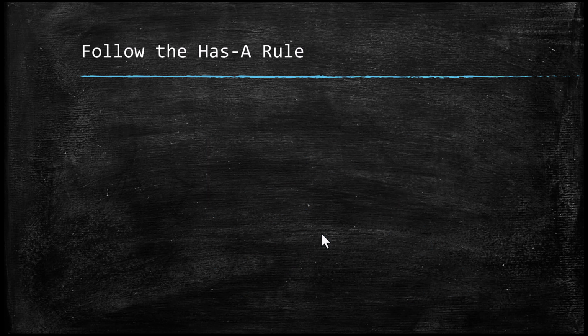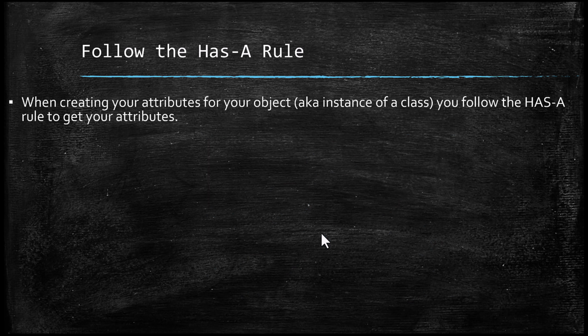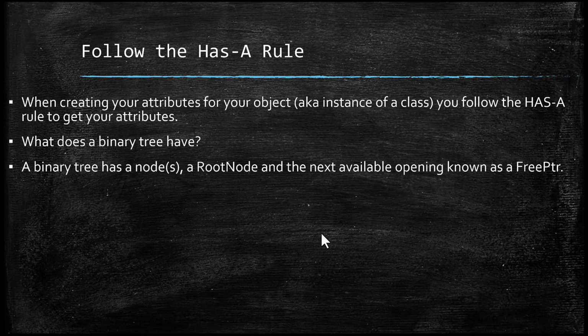Now we want to follow the has-a rule. When creating your attributes for your object, also known as an instance of a class, you follow the has-a rule to get your attributes. So we ask ourselves, what does a binary tree have? A binary tree has a node or nodes, also has a root node, and the next available opening known as a free pointer. Now in our binary tree class, we're going to have those attributes.